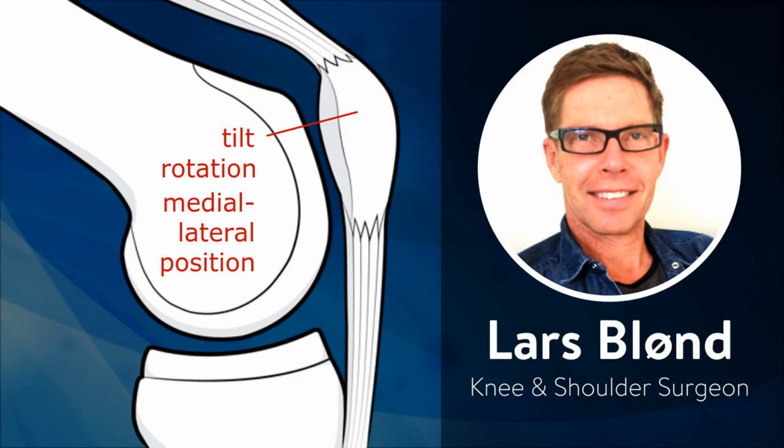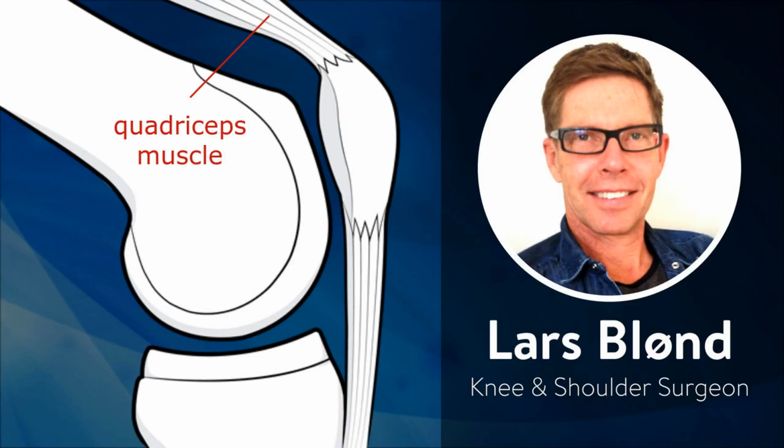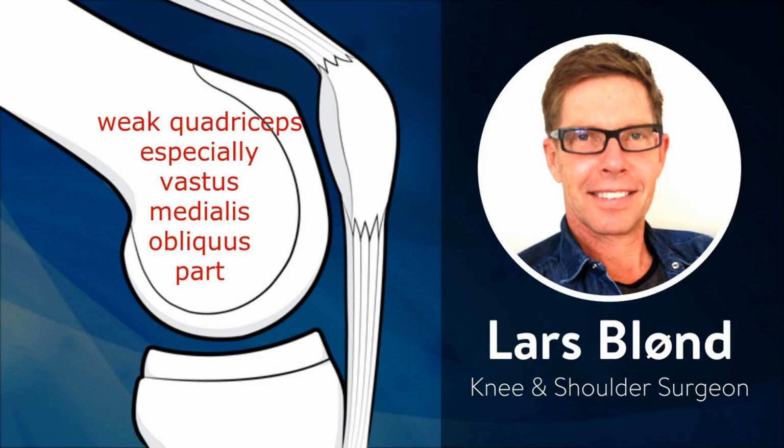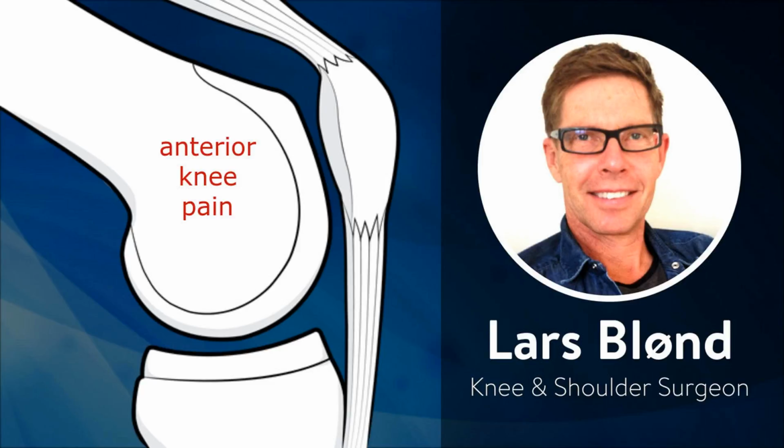So, what is the reason for maltracking? I think that perhaps the most common cause of maltracking is weakening of the quadriceps muscle, especially the inner side of the quadriceps muscle, called the vastus medial obliquus, or the VMO. It is very keen to become weak, especially if the knee is injured or painful, or the leg is kept immobilized for a short while. In those cases, the muscle will become weak and the patella will start to maltrack, and you will be at risk of having anterior knee pain.